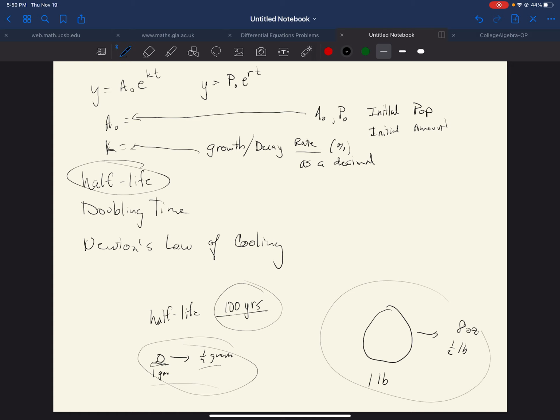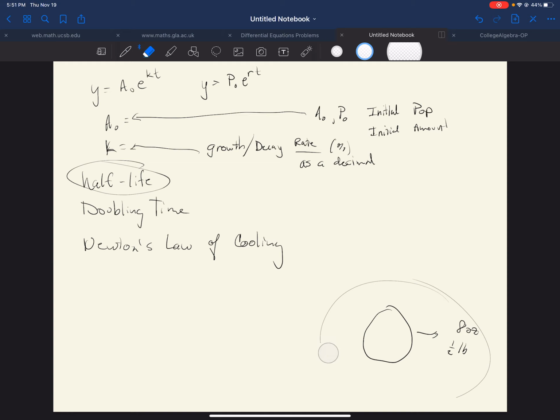But over here, we weren't worried about just losing a half gram. Here we lost 8 ounces, and that's quite a bit more than just a gram or a half gram. So anyway, that's the story behind half-life, and there are some cool formulas for it.